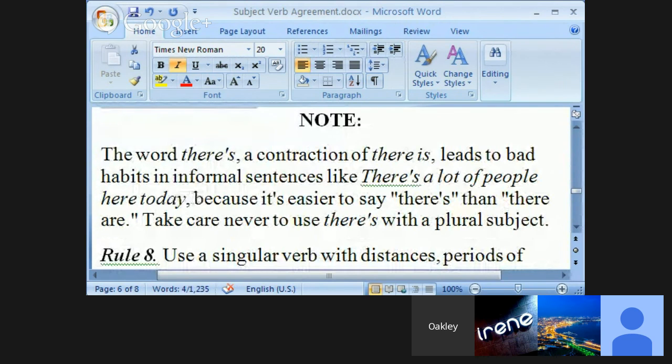Okay, actually, here's a good last little note for you. The word there's, as in the contraction of there is, people mess up. There's a lot of people here today. This is a very common error for native English speakers, but in fact it's actually wrong. It should be there are a lot of people, because people clearly is plural. This would be a very common mistake for native speakers.